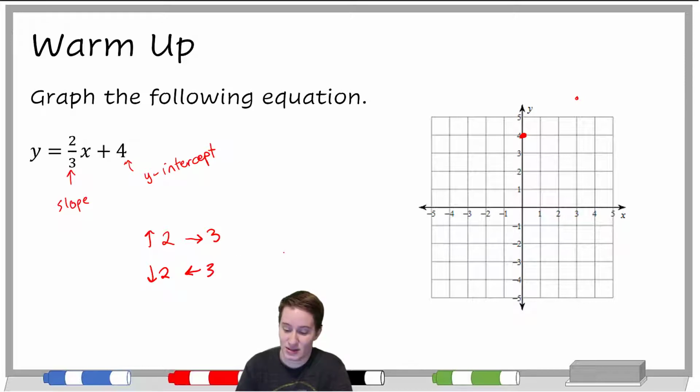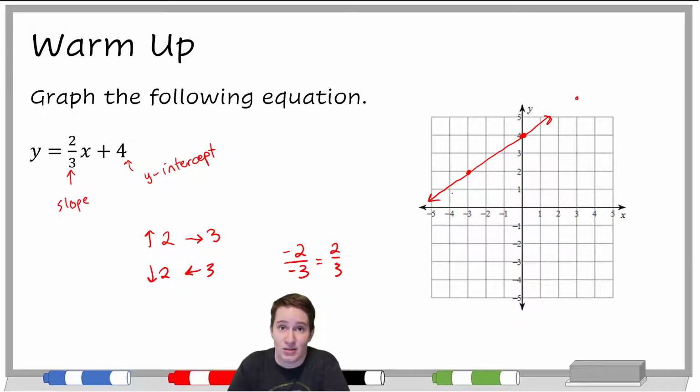And the reason that works is because if we go negative for both directions, 2 negatives make a positive. So it's still talking about positive 2/3, even though we're using down and left. So that'd put us over here. And then we'll draw our line. Easy peasy, lemon squeezy, all that jazz. So that's a reminder of how to graph.